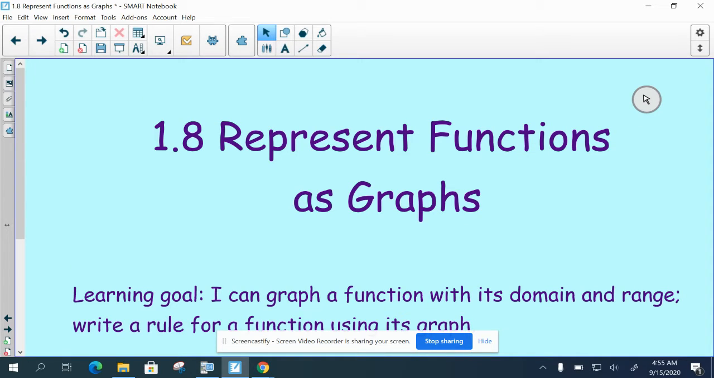Hi everyone, this is lesson 1.8, represent functions as graphs. In this lesson, we're going to graph a function with its domain and range, and write a rule for a function using its graph.